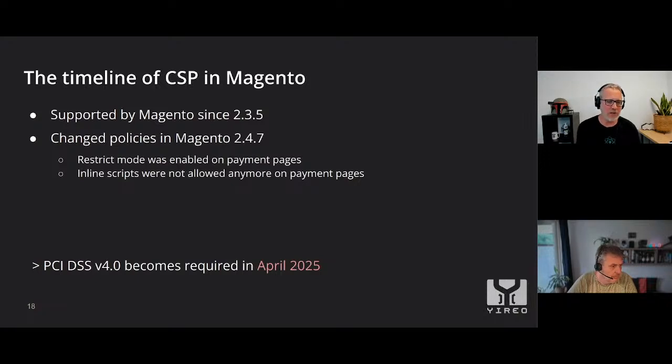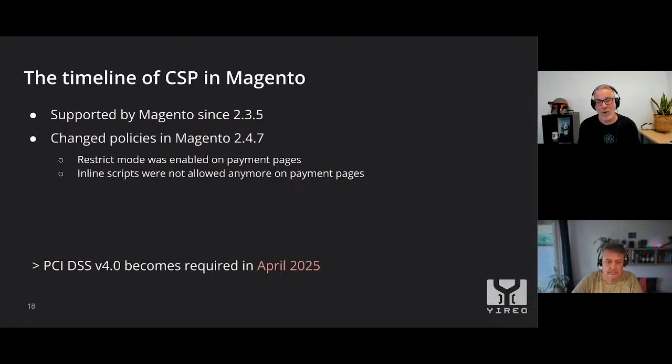Suddenly the policies changed, and most importantly, two things. Restrict mode was suddenly enabled on payment pages, and inline scripts were suddenly no longer allowed on payment pages, unless those inline scripts were whitelisted, as mentioned earlier. So that's basically using the secure renderer or using a nonce. But if it was not nonced, to put it that way, then that inline script was not allowed.